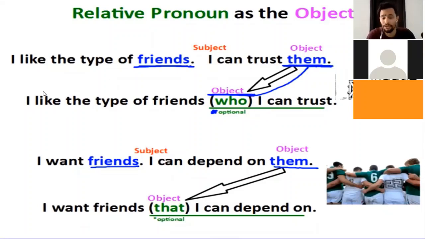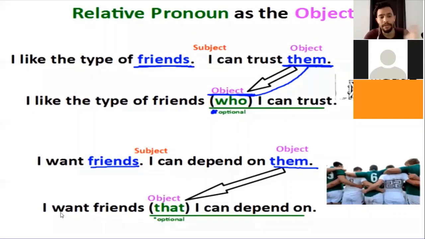So you can say I like the type of friends who I can trust. And if you omit it, you can also say, I like the type of friends I can trust. Am I using who? No, I'm not, right? But it doesn't mean that it is incorrect. Honestly, if you omit it, it's more natural than using it. If you use it, it's more formal, right?